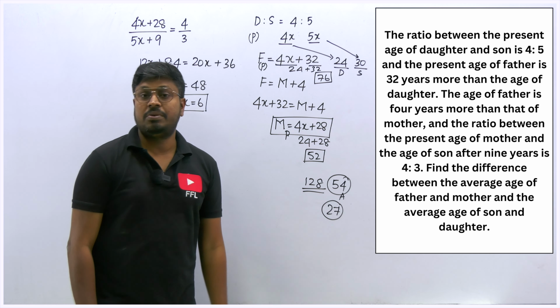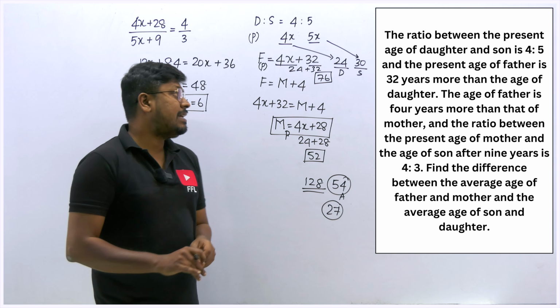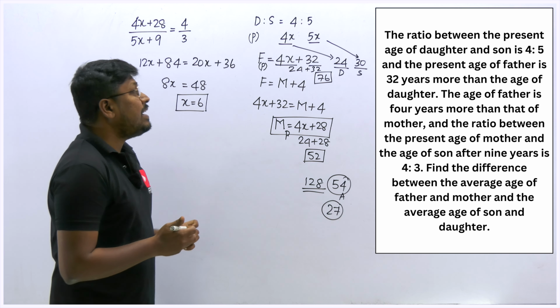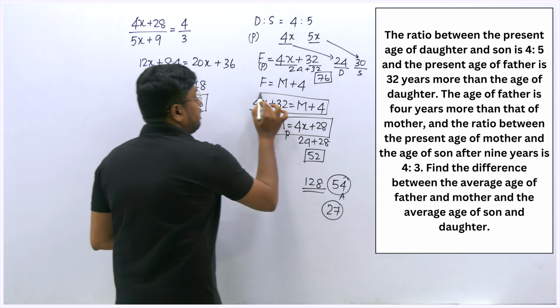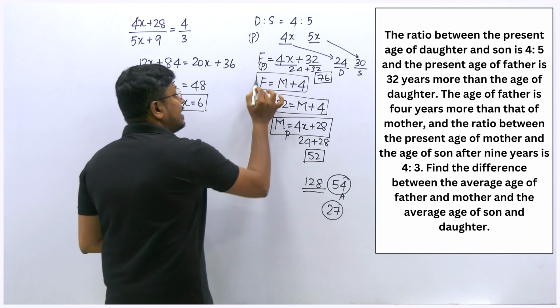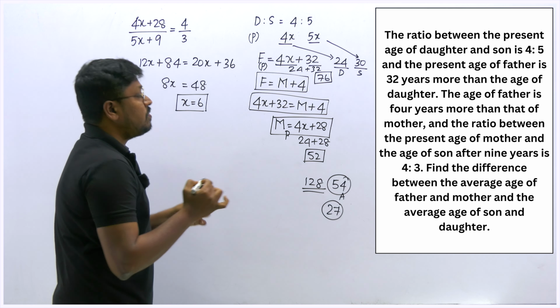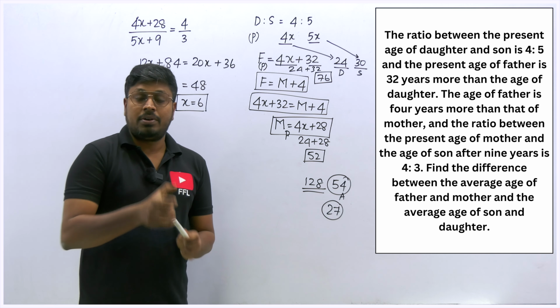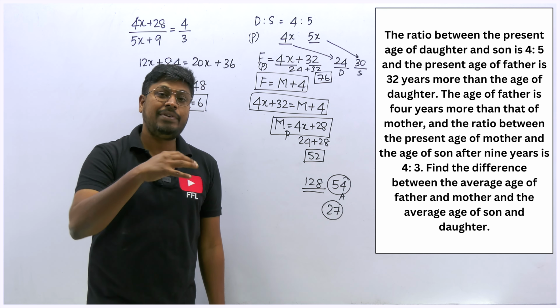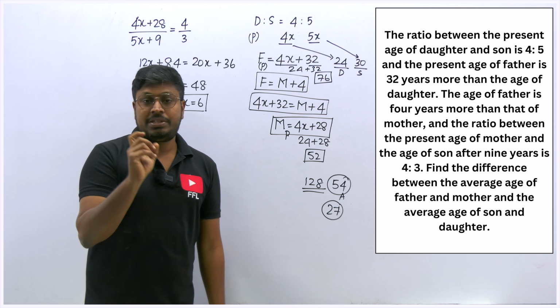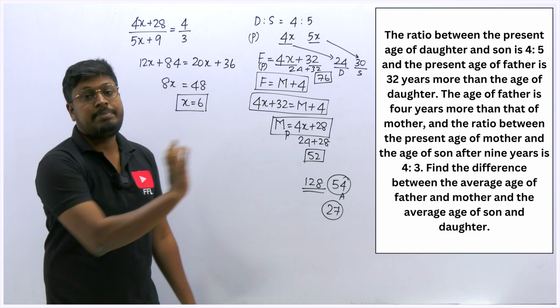So the answer for this question is 27. I think it's an easy level question. So try to understand that. These points are more important, right? How to find the present age of all the persons. That is the only area where students usually make a mistake, because once you find the present age of all the persons, definitely we can equate at any point. So once you equate it, because the ratio value has been directly given.